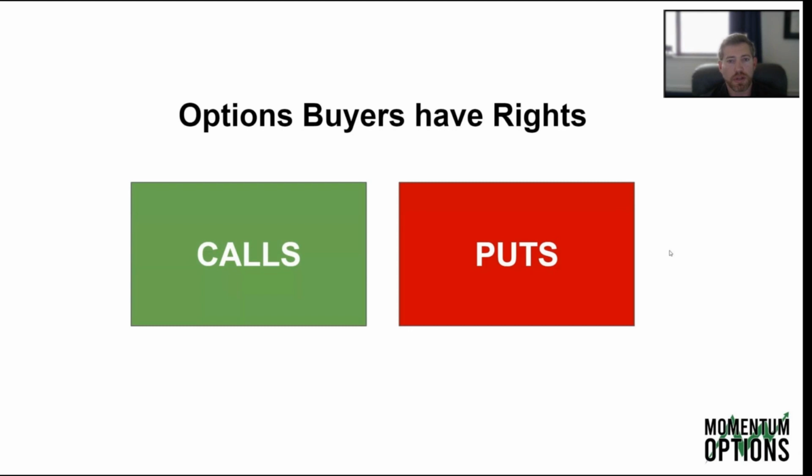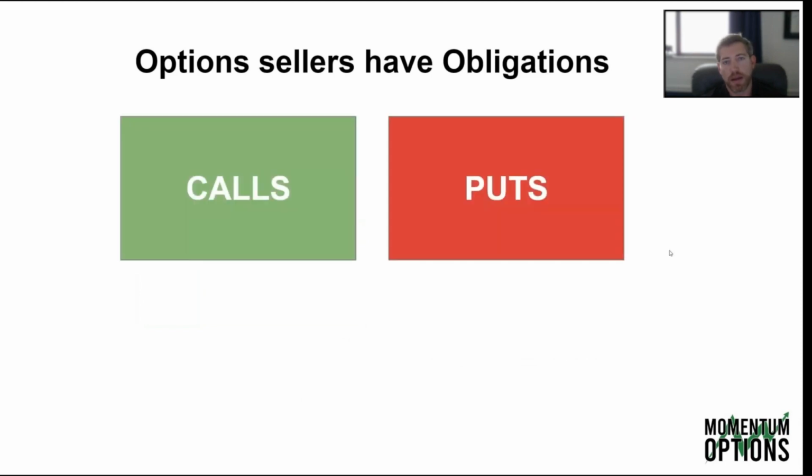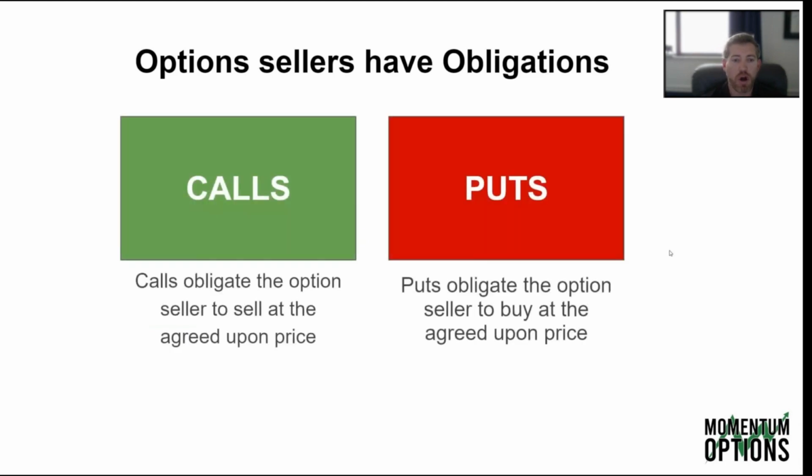So when it comes to buyers and their rights, when we're talking about calls, buyers have the right to purchase shares. And when it comes to puts, the buyer of the put has the right to sell shares at that agreed upon price, which is known as our strike price. Now, sellers have obligations. The seller of a call option is obligated to sell their shares at the agreed price to the option holder, whereas the put seller has the obligation to buy at the agreed upon price from the put buyer.